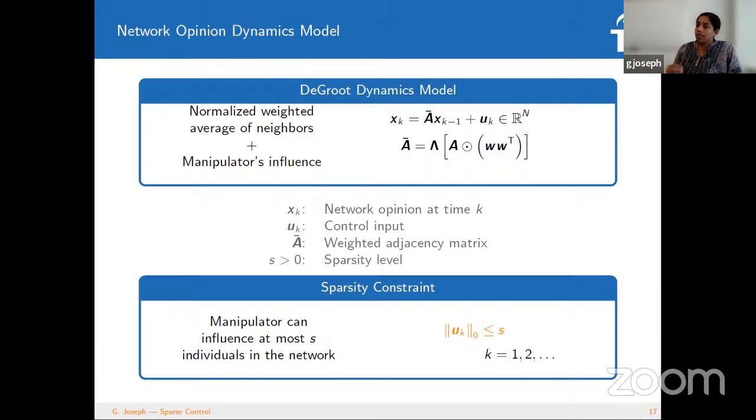Then we also have a constraint on the manipulator. The manipulator can influence at most S individuals in the network at a time. So uk is at most S sparse. So the l0 norm of uk, or the number of non-zero entries in uk, is less than or equal to S. And this holds for all values of k. Now the question is, when is this system controllable? Or when is such a social network opinion system vulnerable to a manipulator?